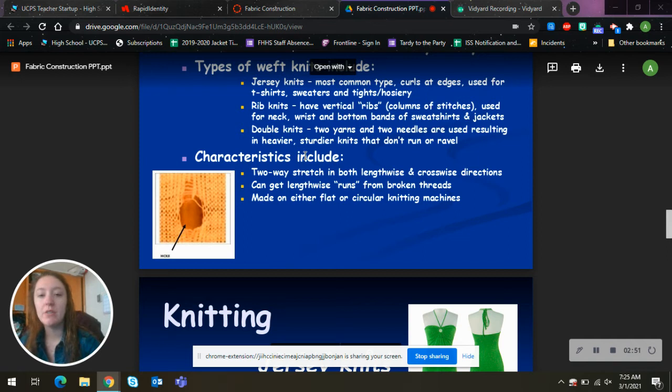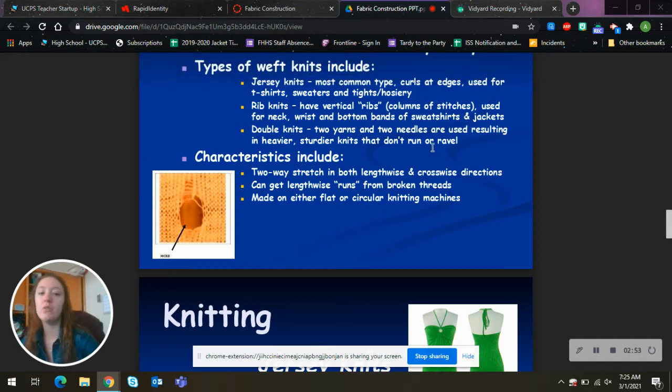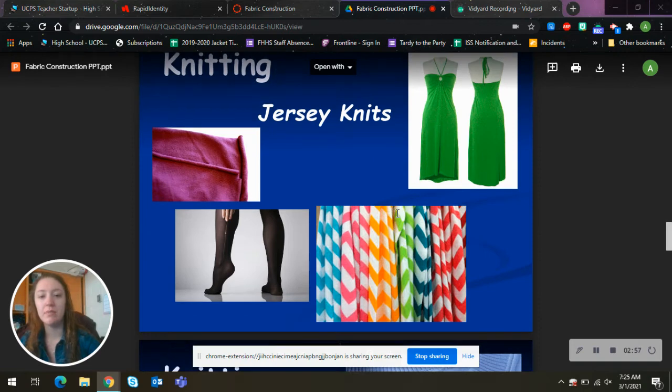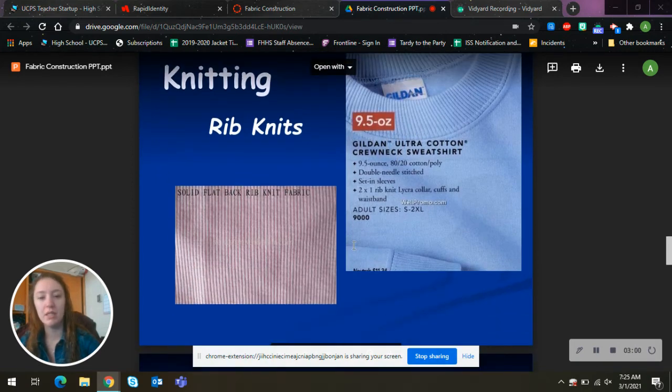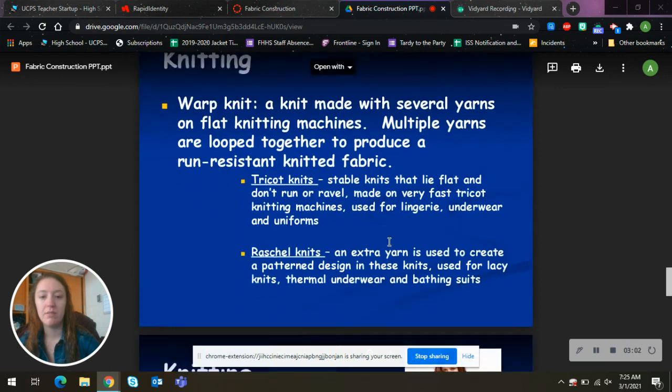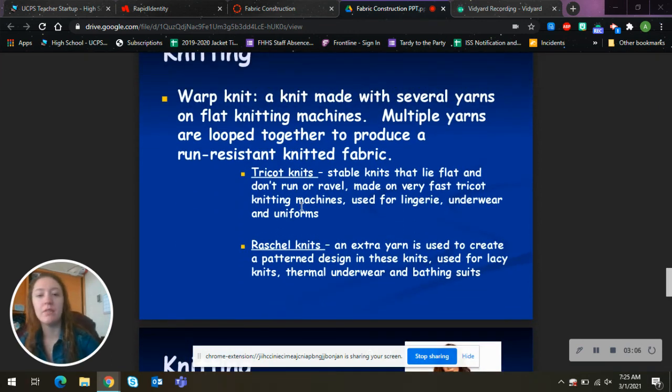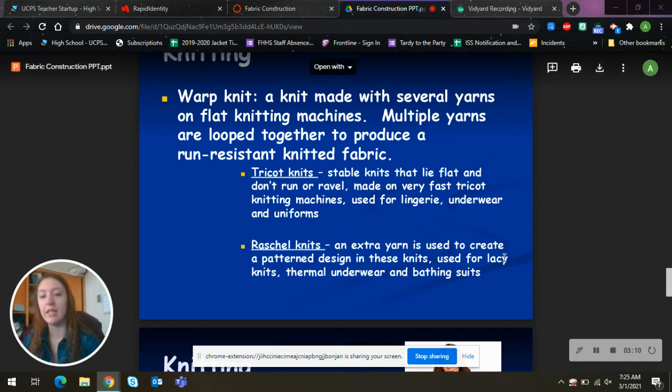A double knit is when 2 yarns and 2 needles are used, resulting in a heavier and sturdier knit. So these are your jersey knits. These are your rib knits. And then these are your double knits. And then a warp knit, which is a tricot knit. It's a stable knit that lies flat and they don't run or ravel. And then a raschel knit has an extra yarn used to create a lacy pattern.